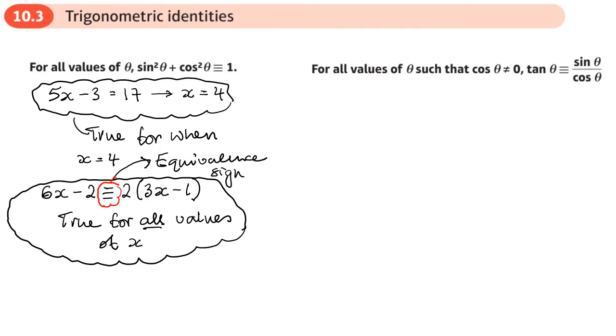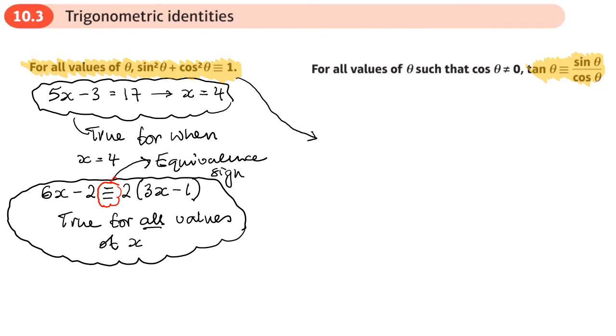So here we've got two statements. One says that for all values of theta, sine squared theta plus cos squared theta is 1. And the other statement is that tan theta is equivalent to sine theta over cos theta. So these statements are always true. It doesn't matter what angle you put in there. Now, if you'd like to know where they come from, you can watch this bit or you can skip it.